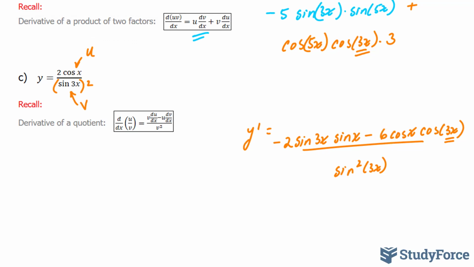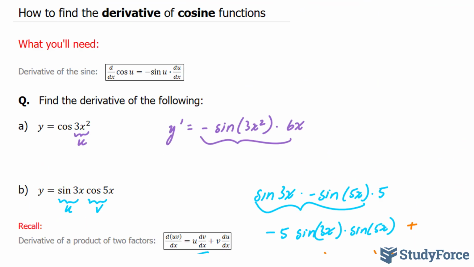And there you have it. 3 examples on how to find the derivative of cosine functions.